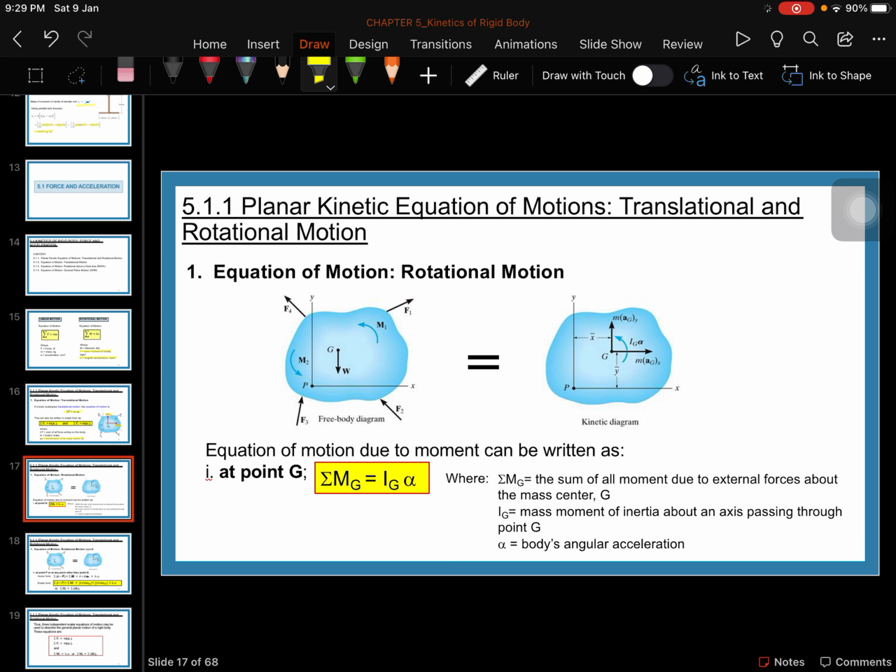Next, equation of motion for rotational motion. The equation of motion due to moment can be written at point G as summation of moment at G equal to Ig alpha. You can see here is the moment. When the body rotates, you will have moment, and the moment is equal to Ig alpha, and also m aGx and m aGy.